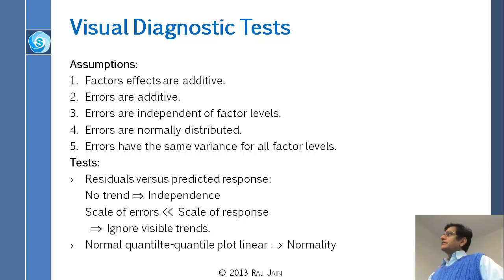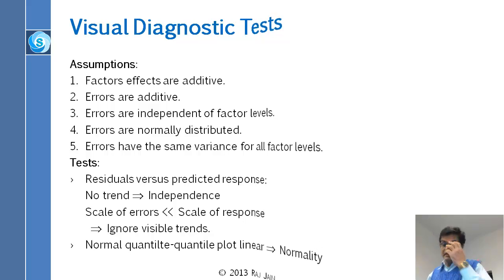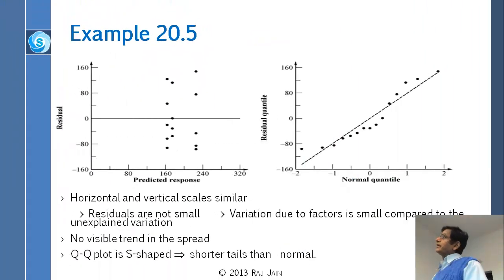First, we will plot residuals against the predicted response, and if we see no trends, we say they are independent. Particularly if the scale of errors is much smaller than the response, that saves us, right? We will do a quantile-quantile plot for normality and things like that. Okay, so here is the example that we had: here are the errors on the y-axis and the predicted response on the x-axis. Now the y-axis is 160, the x-axis is 320. Are the errors negligible? No. So we failed that test. Are they normally distributed?